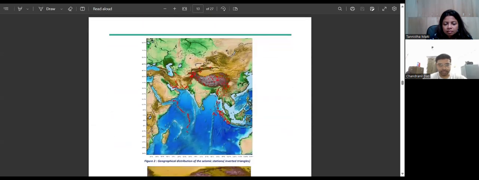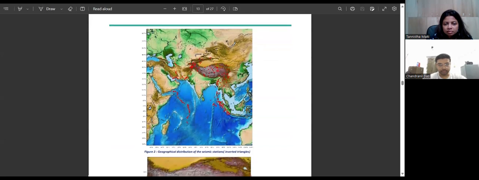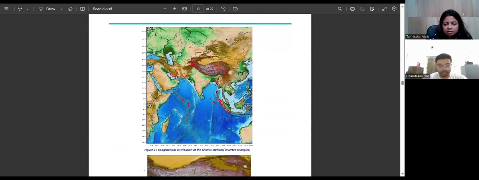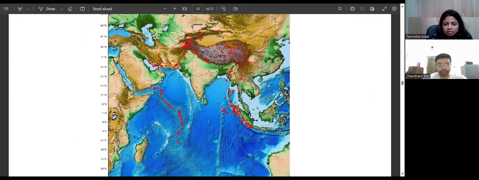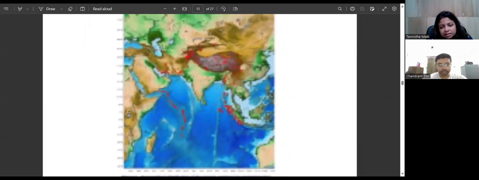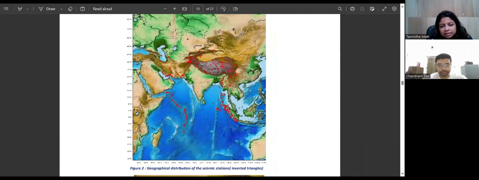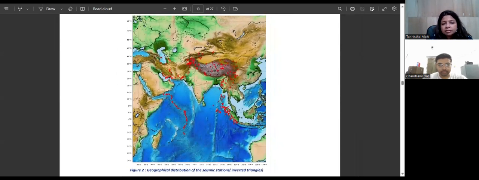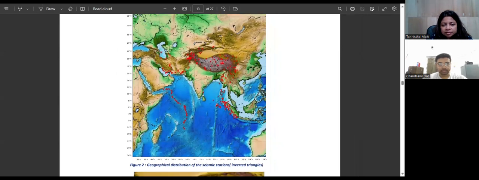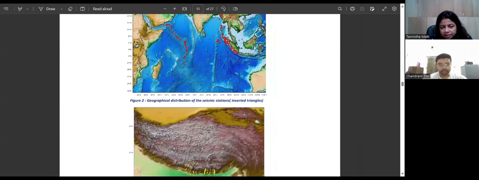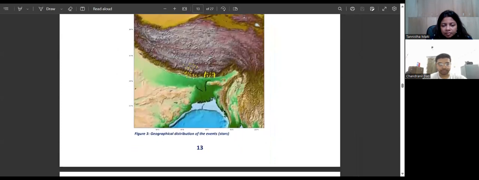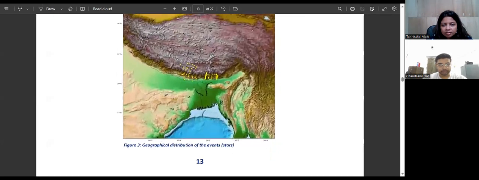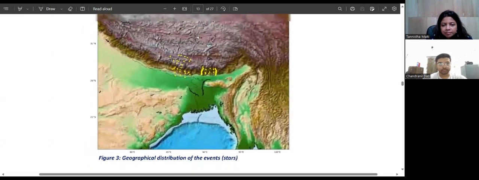Here are the stations that were taken. The inverted triangles. So I'd like to zoom in a bit. So these were the ones. Why are the stations in the red regions? There are also stations in the ocean. And this is a bit of the geological distribution of it.